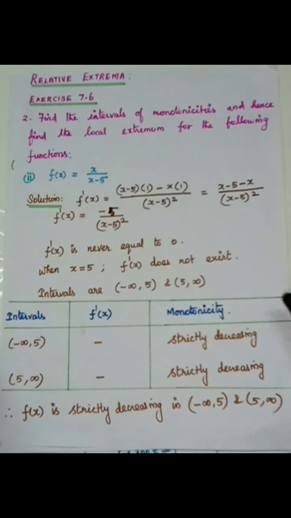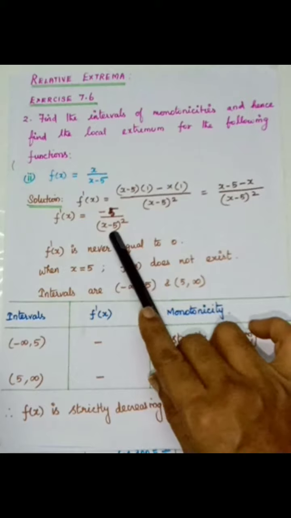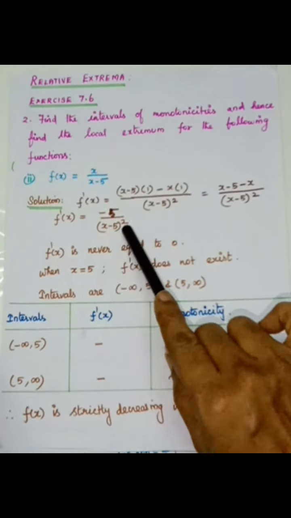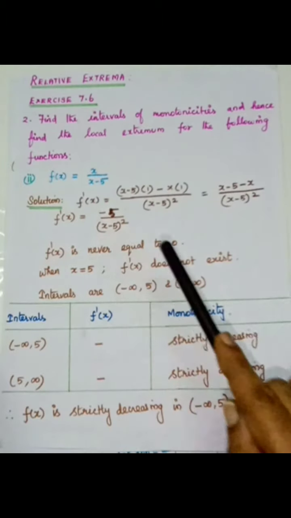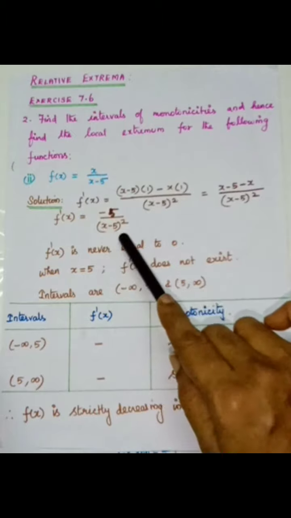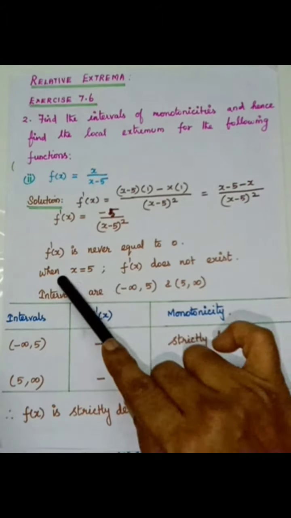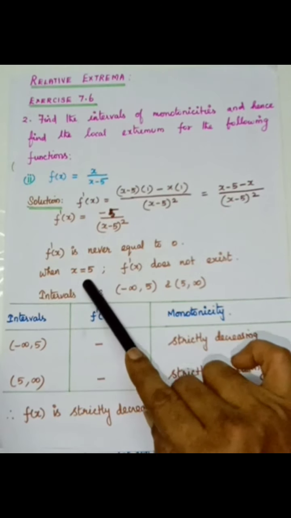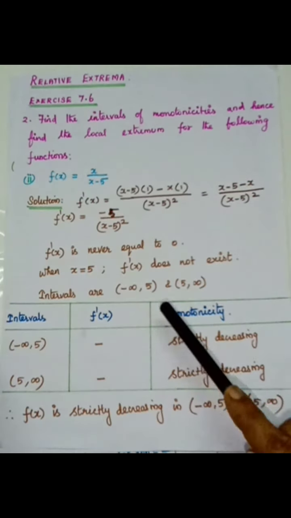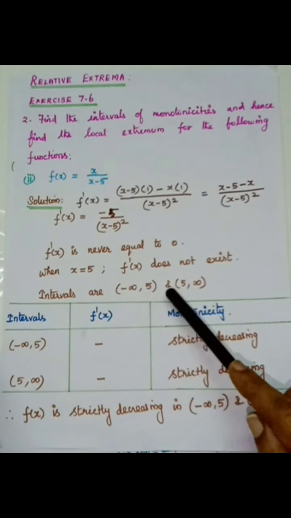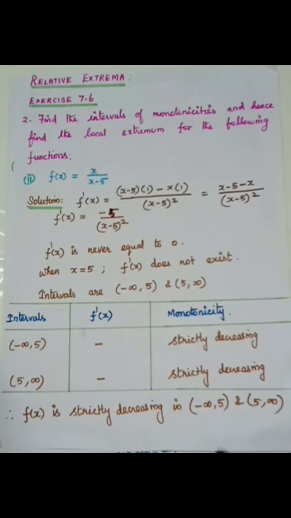Okay. And now you look at the denominator, here you are having x minus 5. If you substitute x as 5, the whole term does not exist because the denominator is 0. So, f dash of x does not exist when x is equal to 5. So, this is also a critical number. So, using this critical number, you are going to split the interval from minus infinity to plus infinity. So, we will consider minus infinity to 5 and 5 to infinity.